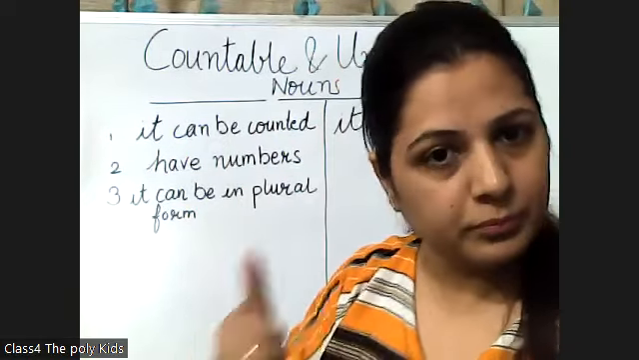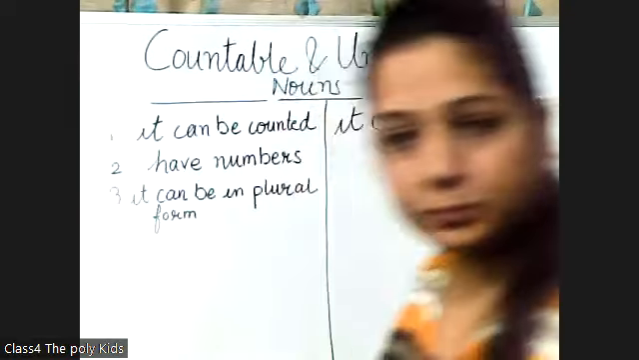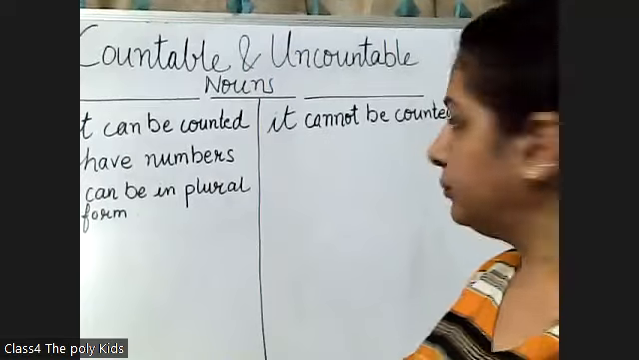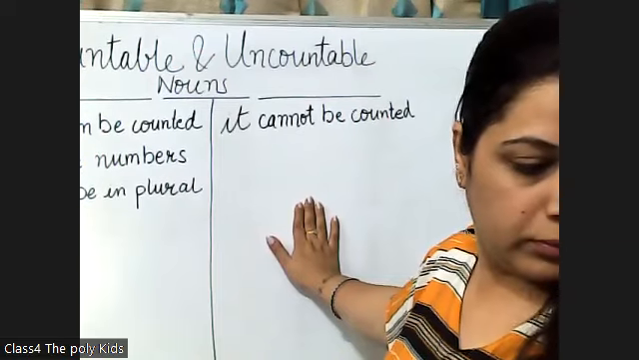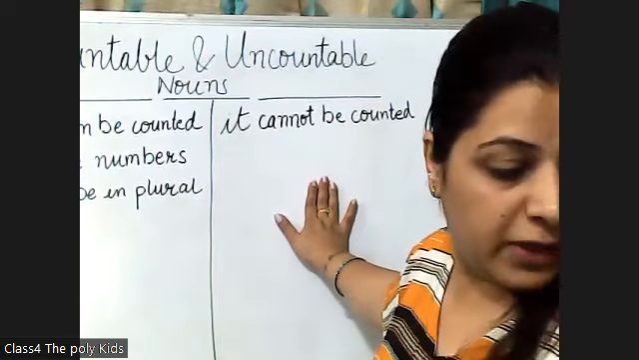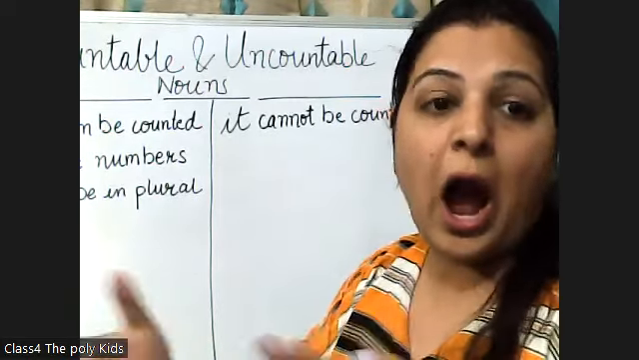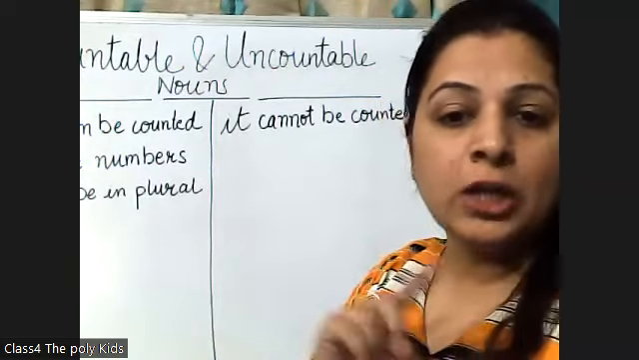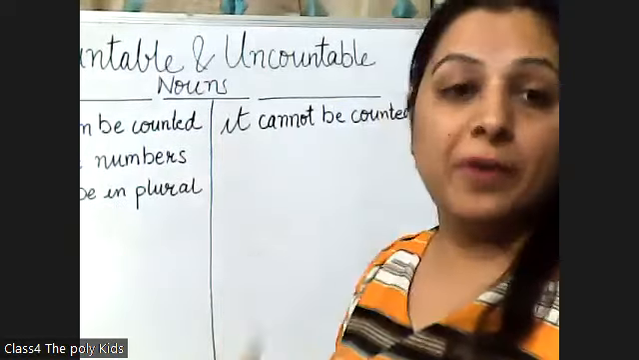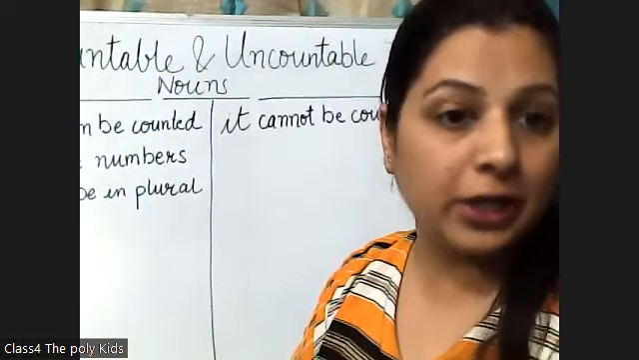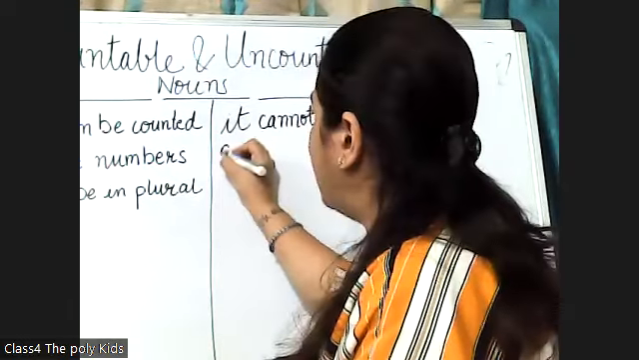Clear? Yes, ma'am. Okay. Now come to the second part. Uncountable noun. Things which cannot be counted. But that doesn't mean we will not be able to know how much of this we have. We cannot count them in numbers. Like we cannot tell it is 2, 3, 50, 100, 1000. We cannot tell that. So it does not have numbers.